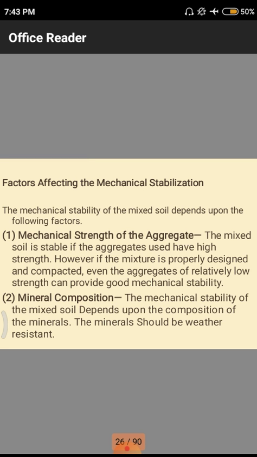If the aggregates used are of very high strength, then only we will get maximum mechanical strength. However, if the mixture is properly designed and compacted, even aggregates of relatively low strength can provide good mechanical stability. That means the design procedure we have to understand as an engineer is concrete technology. In concrete technology, we are having M20, M30, M40, like different grades of concrete. For every grade, we are having different strength. Actually, for M20, we will get 28.5 in laboratory conditions and 20 MPa in site conditions.